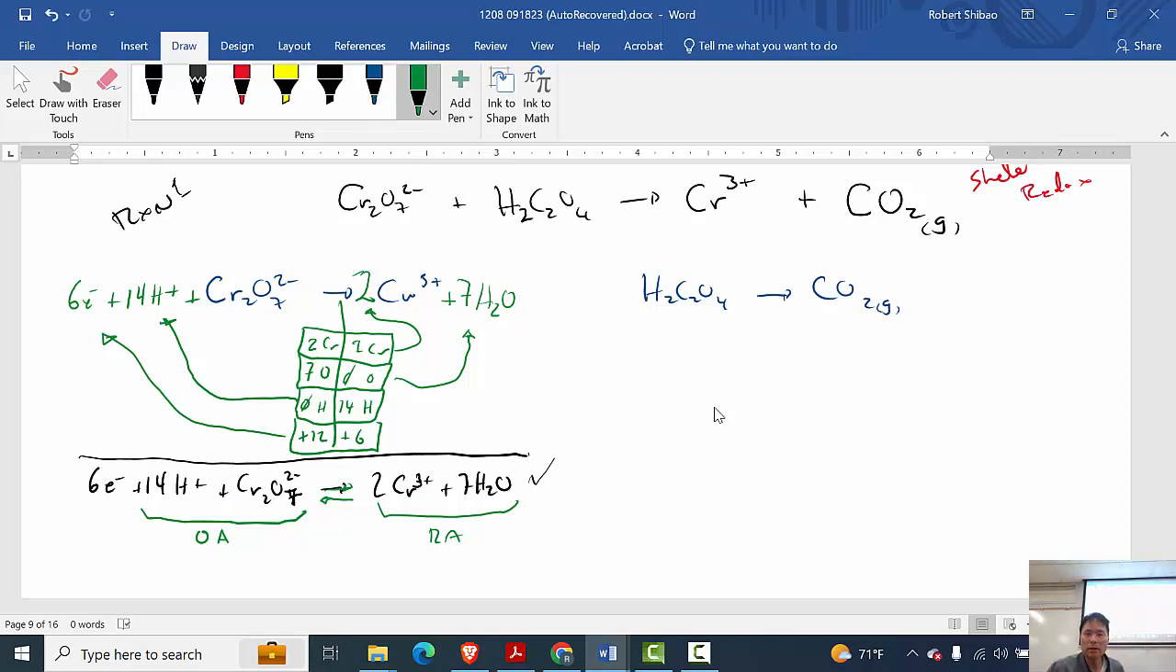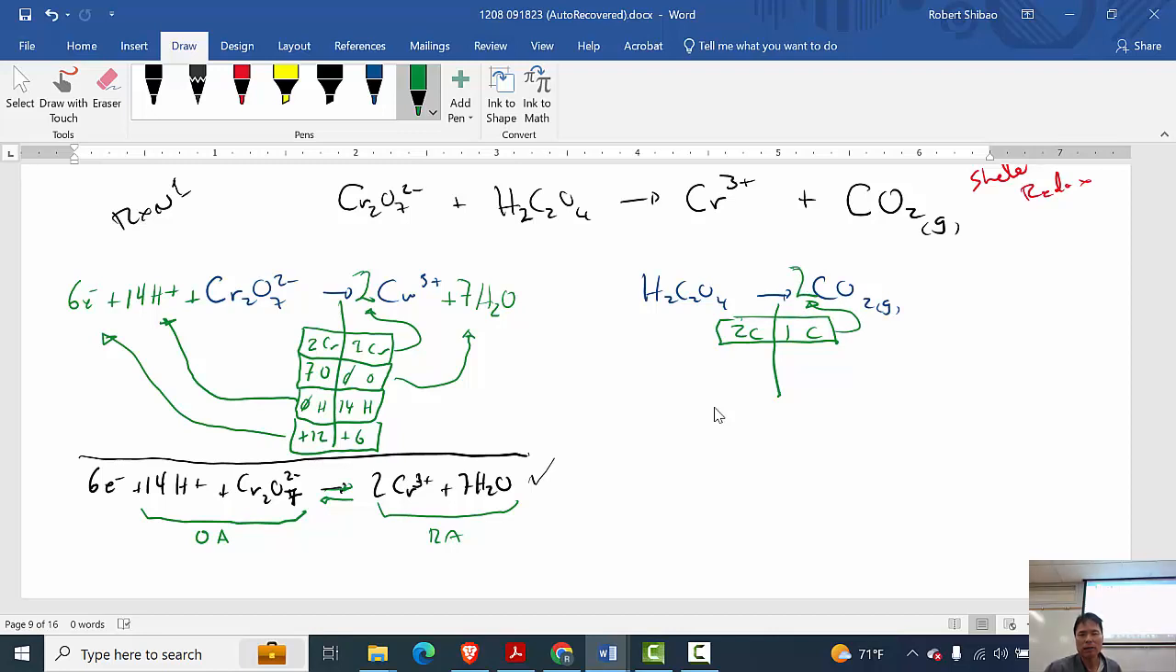All right, let's take a look at the other half reaction here. If this is the reduction half reaction, this must be the oxidation half reaction. And so we always save oxygen and hydrogen for last, so we're going to balance out the carbons first. So I have 2 carbons over here, 1 carbon over here, so I need to change the coefficient on CO2 to 2.